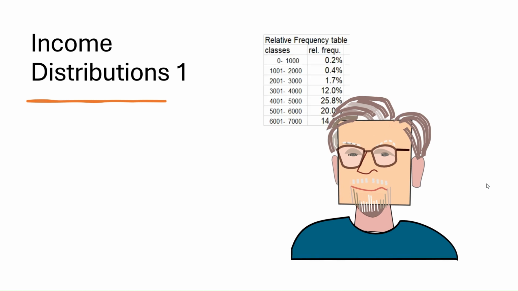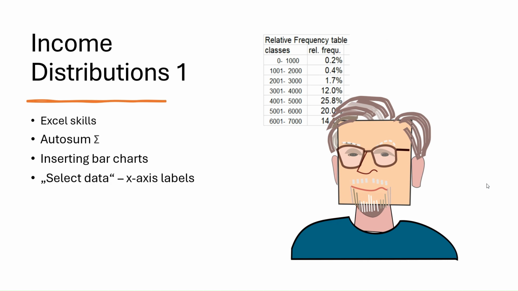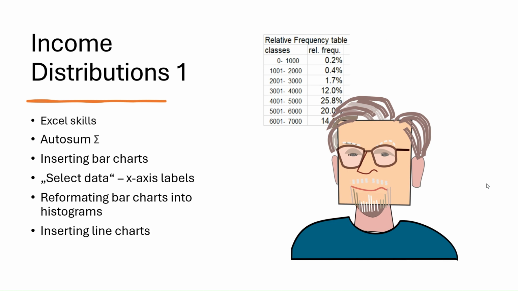As far as Excel is concerned, we will look at the following skills. We will look at the AutoSum. Well, we'll do some basic stuff, references, simple formulas maybe. Then we will look into inserting bar charts. We will look at the select data menu point, how to insert x-axis labels. And we will look into how to reformat a bar chart into a histogram in Excel, and also inserting line charts.